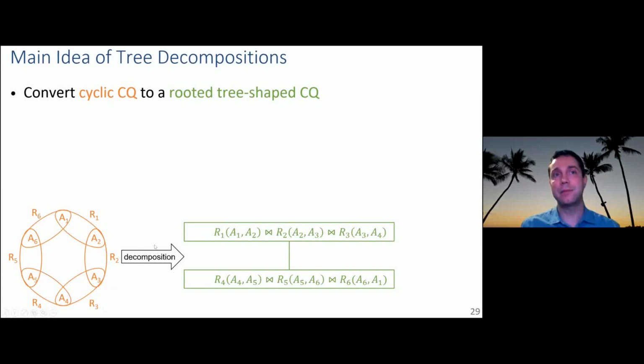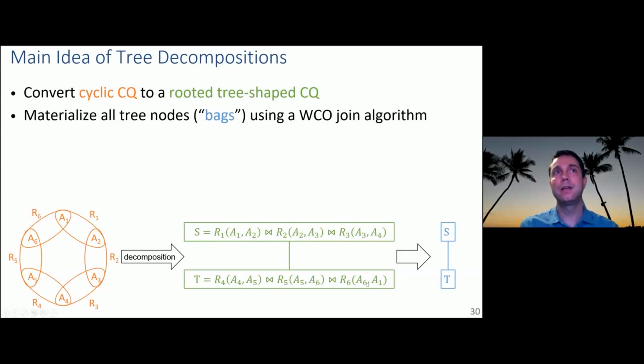The decomposition step turns that into some kind of tree structure. In this case, we have 2 nodes that are connected to each other. One contains R1 to R3, the other one contains the remaining 3 relations. We materialize these nodes, which are called bags. Let's say the first one is S, the second one is T. As a result, we now get a simple query between relation S and relation T. This is an acyclic tree, right? This is a tree again.